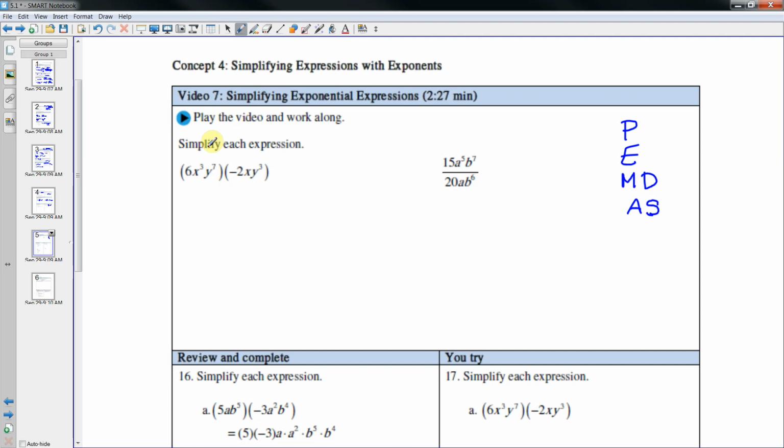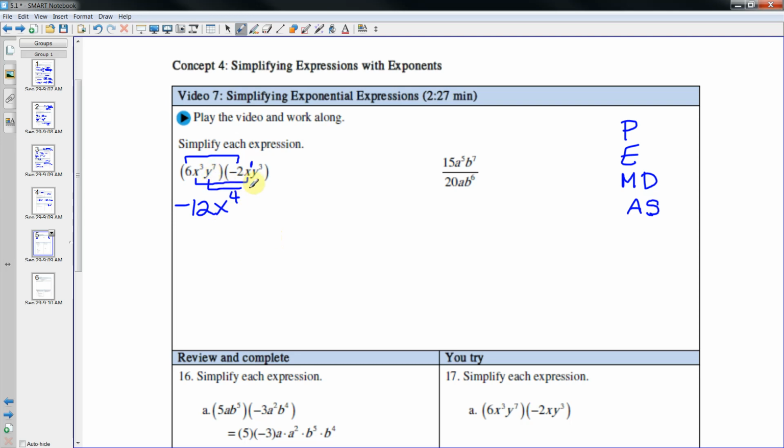If there's multiplying, then I'll multiply numbers, then I'll take care of variables and add their exponents, or subtract if I'm dividing. So here I've got a 6 times a negative 2, so that gives me negative 12. And then I have an x cubed and an x to the 1, so 3 plus 1 would be x to the 4th.